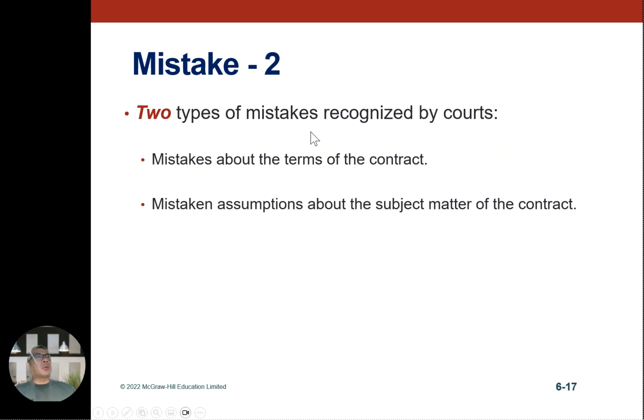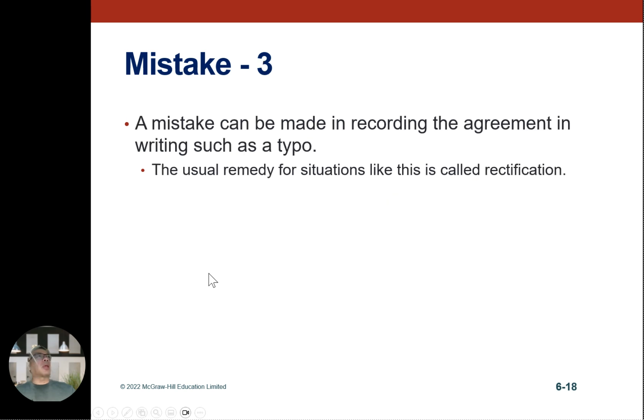Mistake number 2: two types of mistake are recognized by the court. Mistake about the terms of the contract, and mistake about the assumption and subject matter of the contract. Mistake number 3: a mistake can be made in recording the document in writing, such as a typo. The usual remedy for this is called rectification.